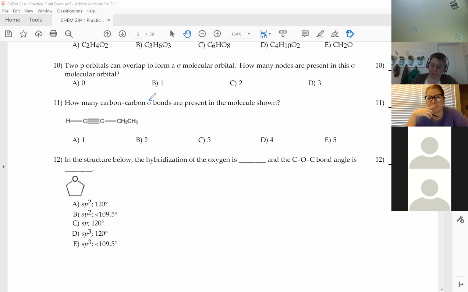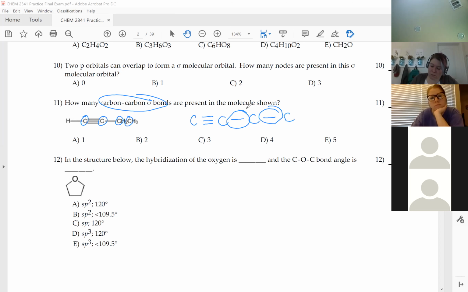So it's asking about carbon-carbon sigma bonds. So let's just look at just the carbon framework for a second. So we have carbon, carbon, carbon, carbon. These two are obviously sigma bonds, so we at least have 2. And how many sigma bonds are in a triple bond? 1. And how many pi bonds are in a triple bond? Just out of curiosity. 2. Right, so our answer is 3, because the triple bond is made up of 1 sigma and 2 pi.